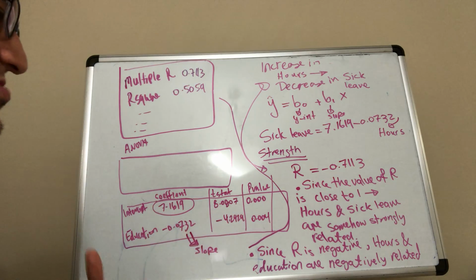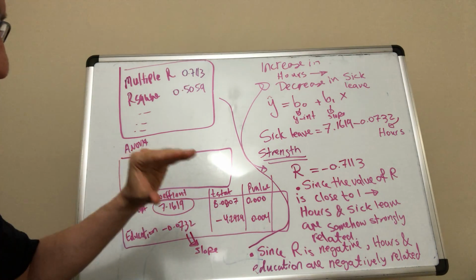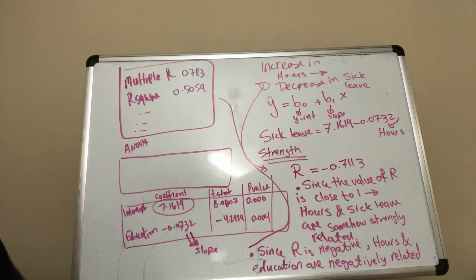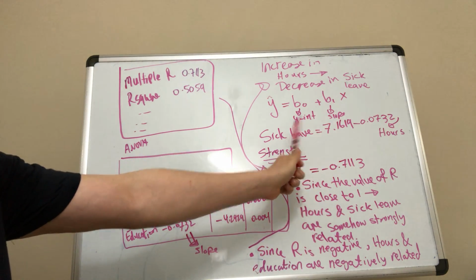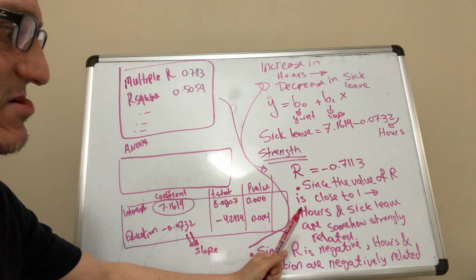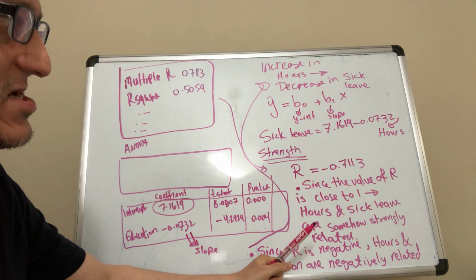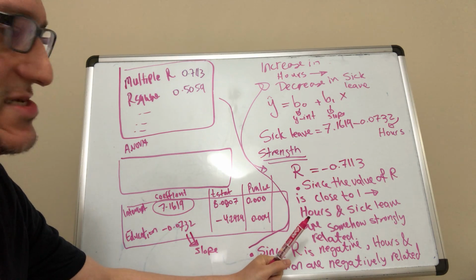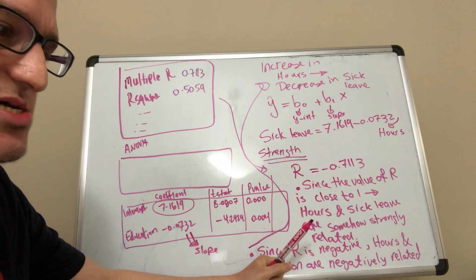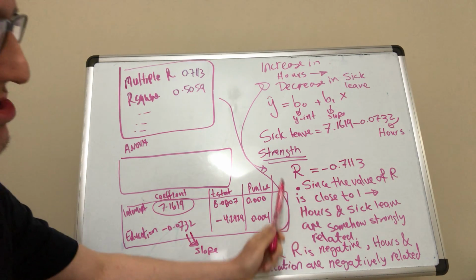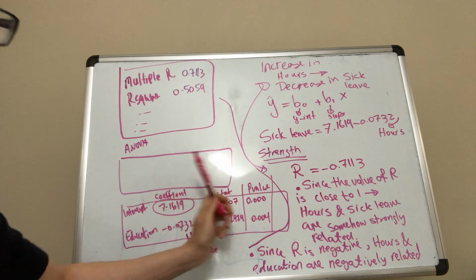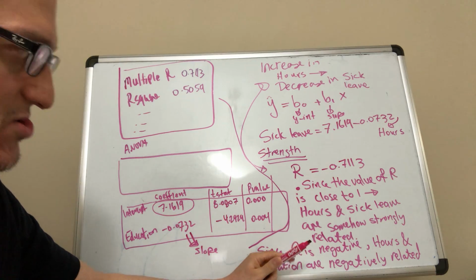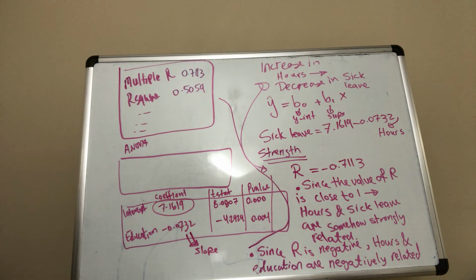So basically what we're able to prove at this point is that yes, there seems to be a relationship between hours of education and sick leaves, and the relationship is negative. So the more education a worker has, the less likely he or she will actually skip working days. So more hours, less sick leave. So the relationship is negative and somehow strong. You can also see it from here.